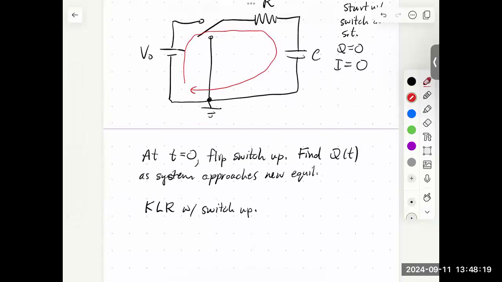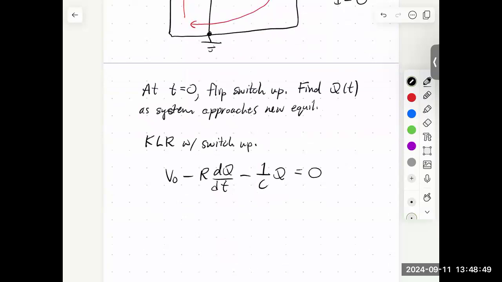And the first thing we do is we cross our battery, so we get a voltage V naught. Then we cross the resistor, and then we cross the capacitor. The voltage across the resistor is I times R, or R dQ/dt. The voltage across the capacitor is Q divided by C. And that has to be equal to 0.